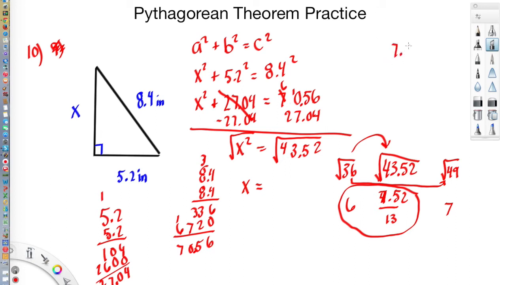So I take 7.52 and divide it by 13. Every fraction is a division problem, and when I divide, I get a decimal answer.